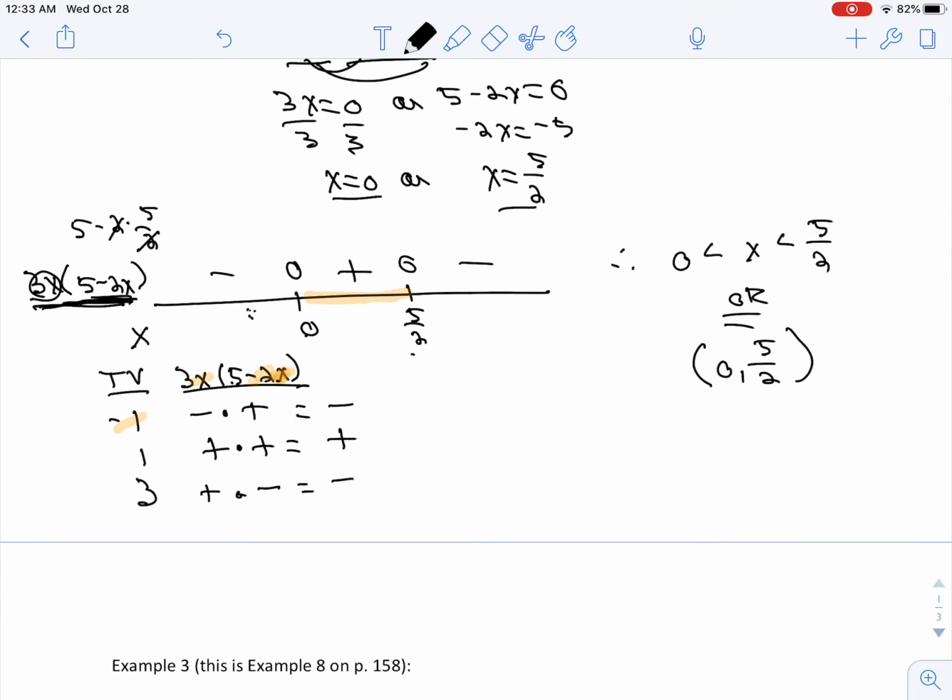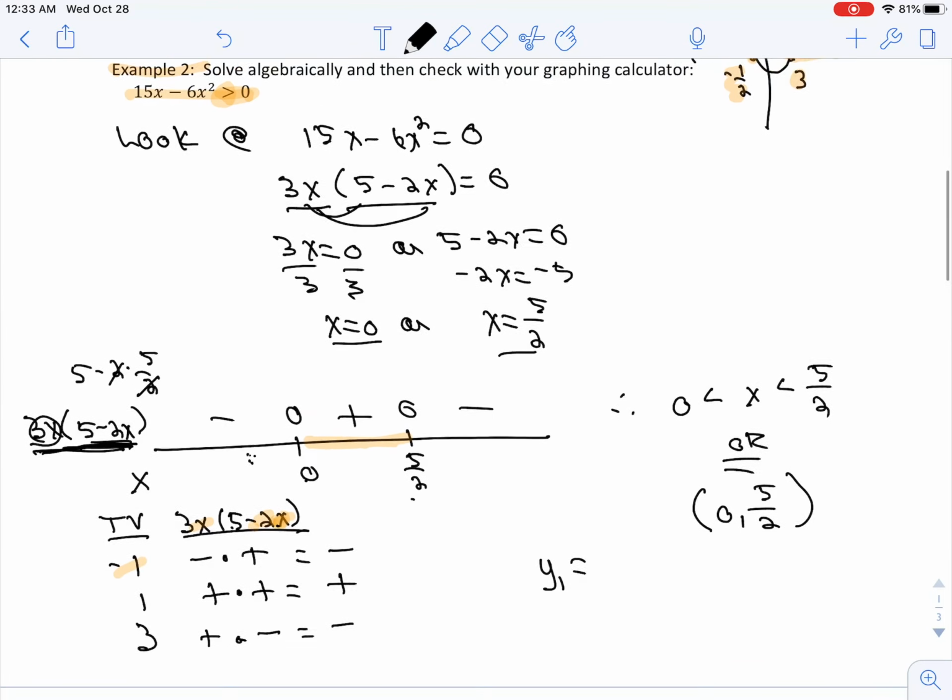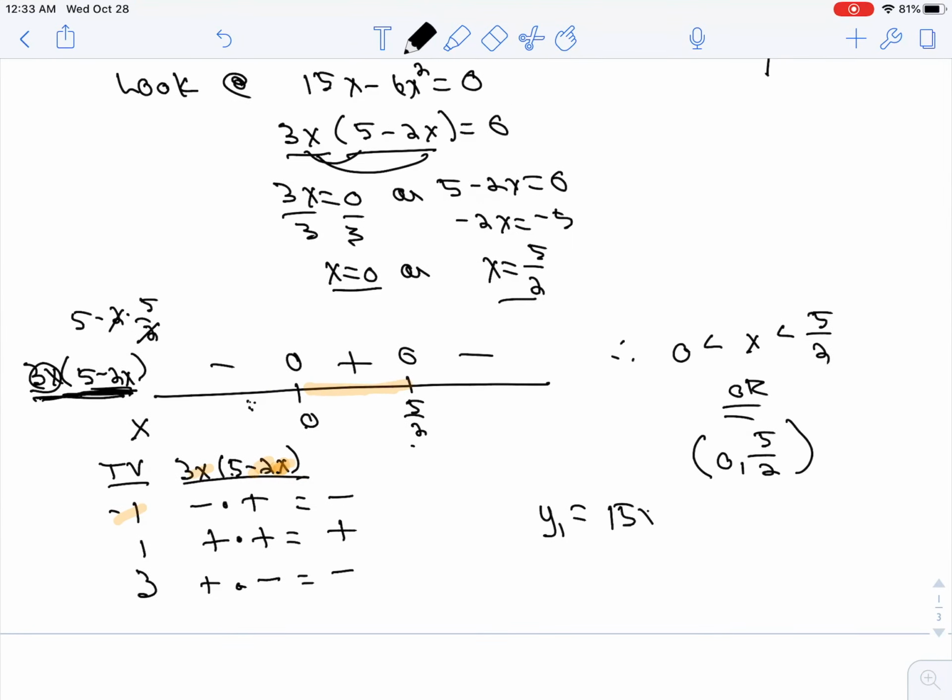Now, again, if you want to check this with your calculator, you would want to let y sub 1 equal 15x minus 6x squared. And when you graph that, you're going to get something that looks like this. And you can check those x-intercepts. This is 0, this is 5 halves.